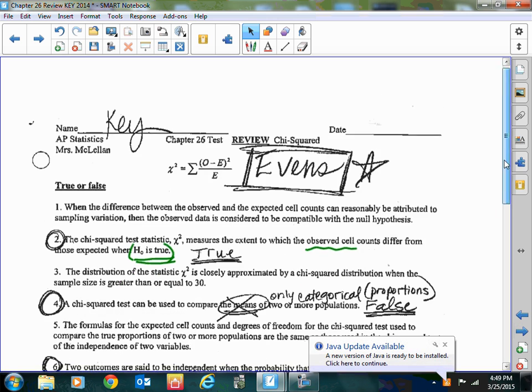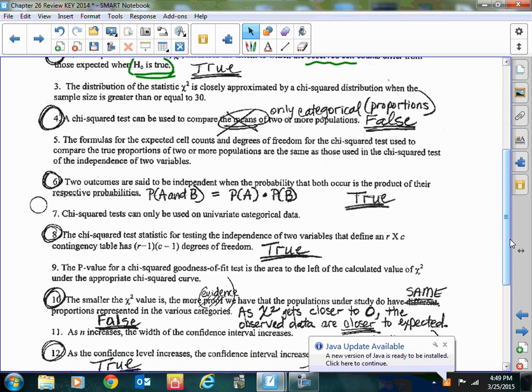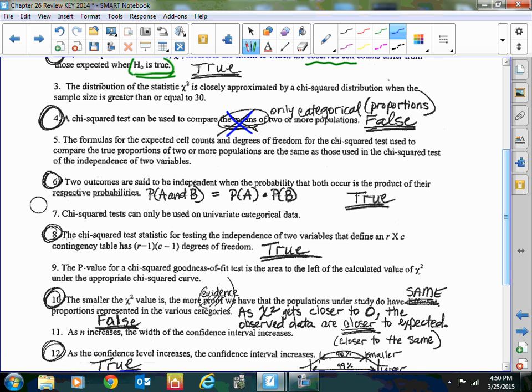All right, number 4: a chi-squared test can be used to compare the means of 2 or more populations. That is not true. We've talked about how it cannot be averages, it cannot be quantitative values. It's only categorical, only proportions. Chi-squared can only be used with categorical data and proportions, so that was a false answer.